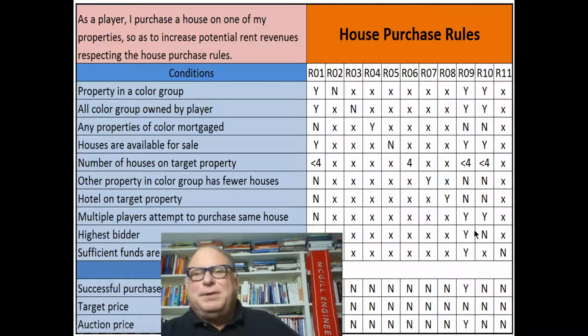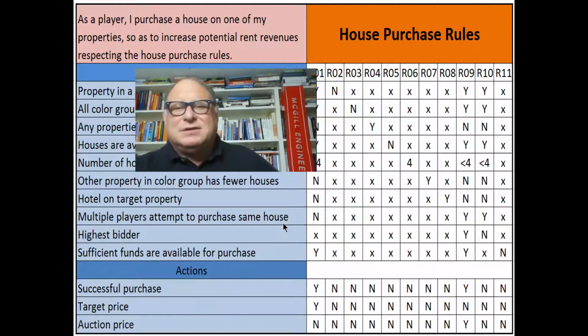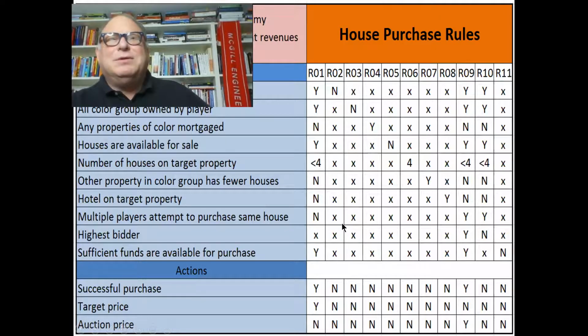Yes, multiple players are bidding. Yes, I have the highest bid. Yes, I have enough money to pay for it. Therefore, I get the successful purchase of it, but I pay the auction price, not the target price. So that's an example of a decision table in Monopoly.